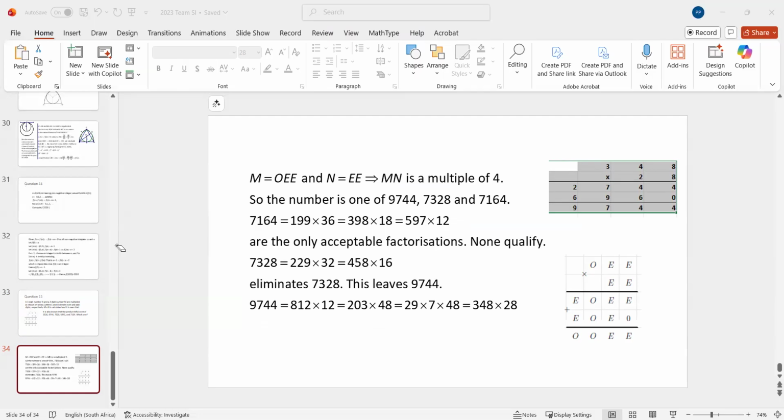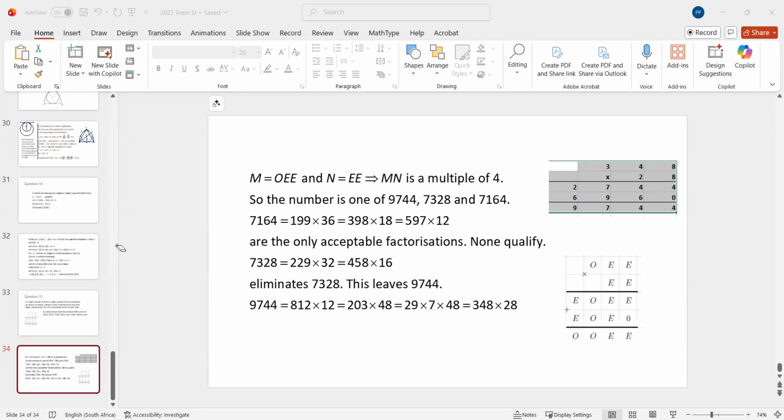And here you got even, odd, even, even. And the same thing, even, odd, even, 0. So you got even, odd, even, 0. So this is the actual multiplication table that we're looking for.